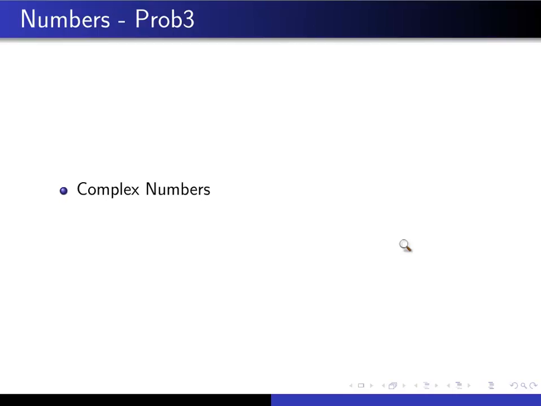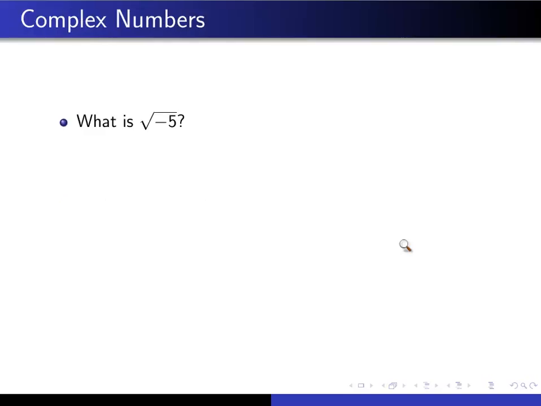We're going to do the solutions to problem set 3 here, which are on complex numbers. So what is the square root of -5? That's just the square root of 5 times i, where i is the square root of -1.